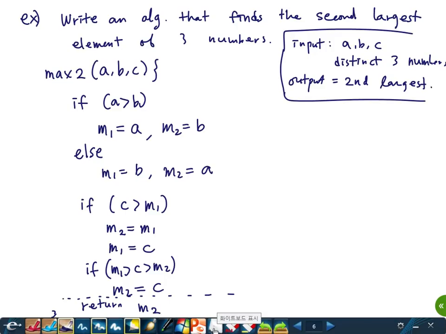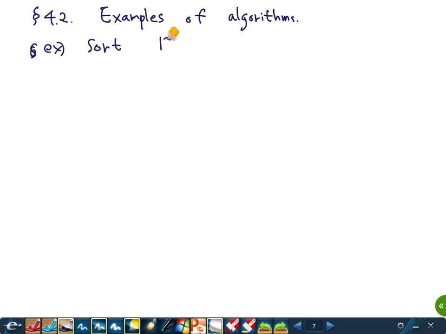Okay, now let me move on to the next section. We have seen very simple algorithms, just finding the maximum, the second maximum, etc. But there can be many, many complicated algorithms. Probably one of the most famous or useful algorithms is the sorting algorithm. For example, sort this.